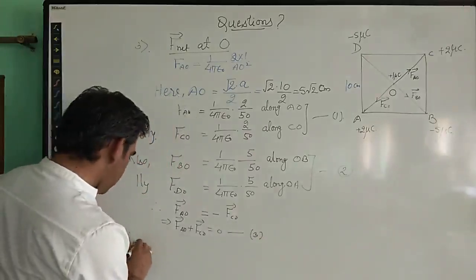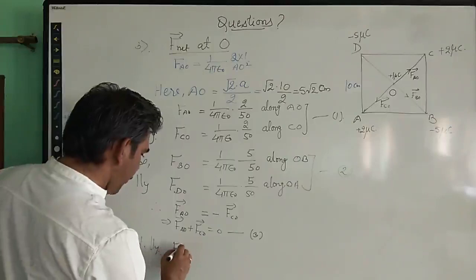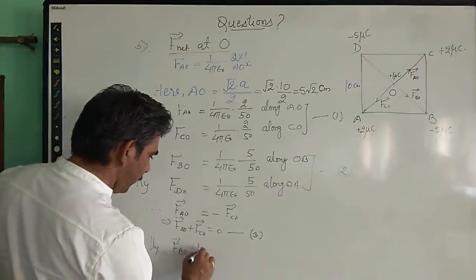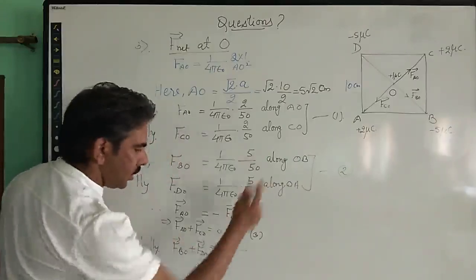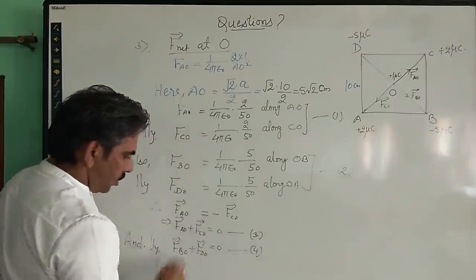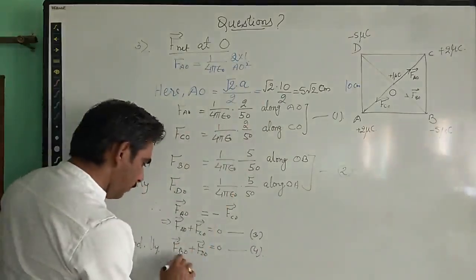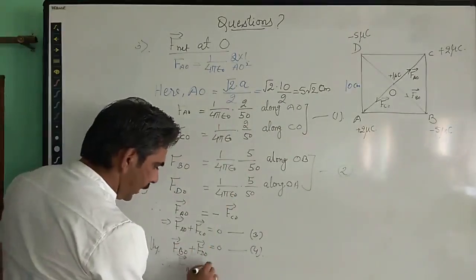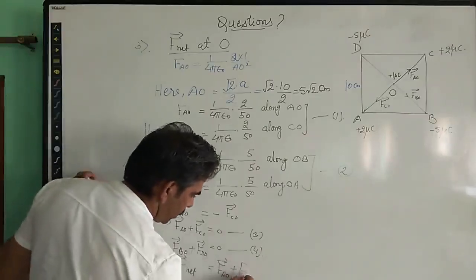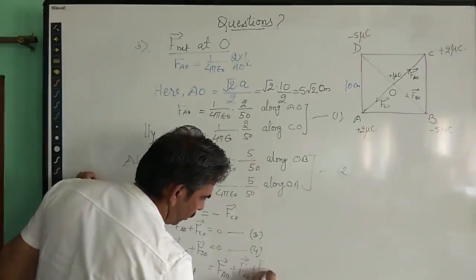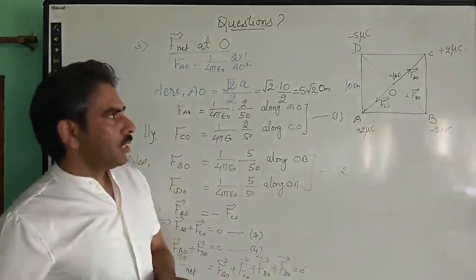And similarly, the sum of these two forces, FBO plus FDO, also gives the resultant force to be 0 on this center O. Because the forces are giving the resultant 0, the net force, the total of all these forces, F net, which we can write as FAO plus FCO plus FBO plus FDO, simply results in 0. So this is the net force.